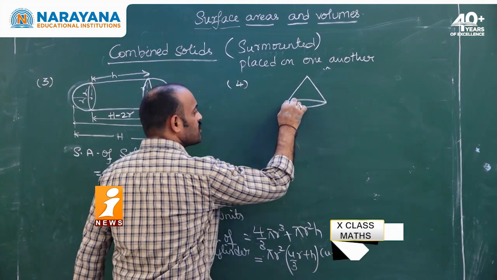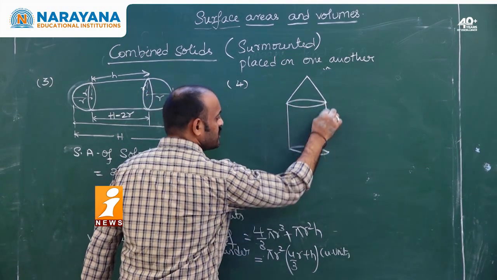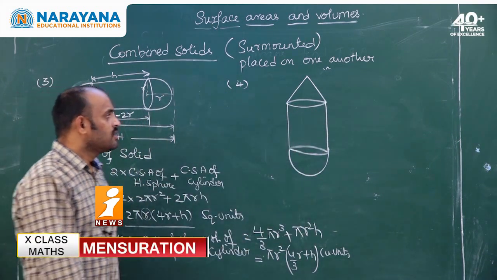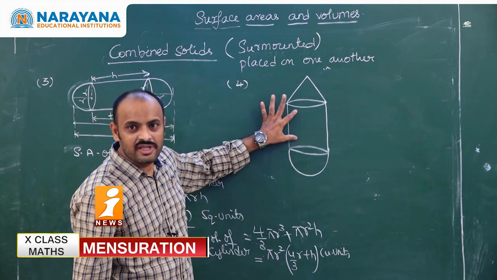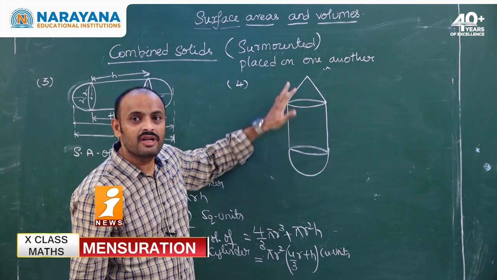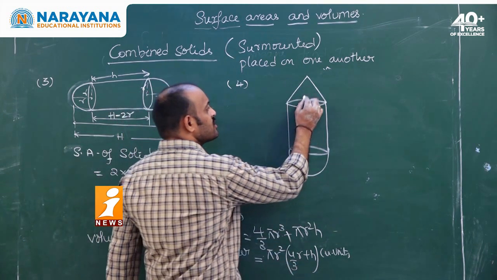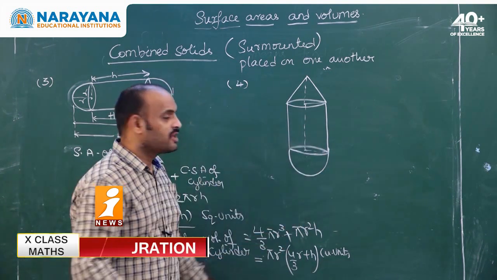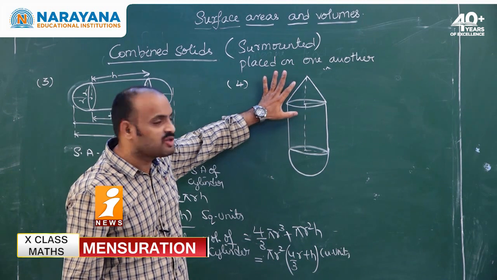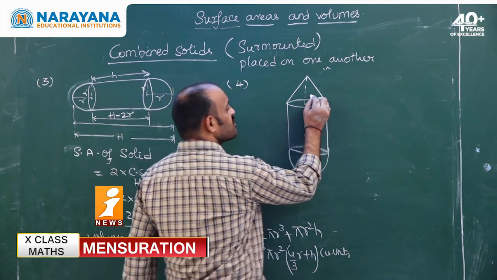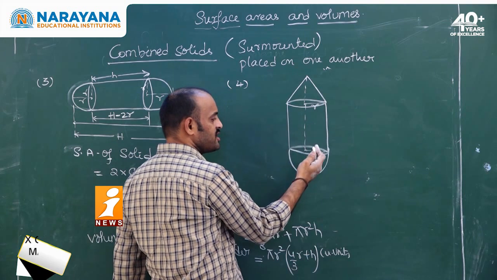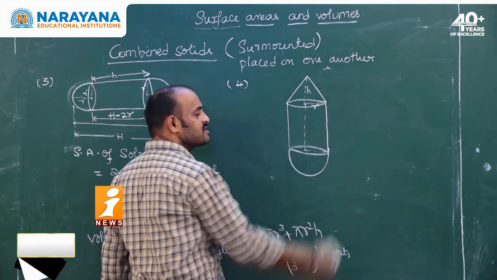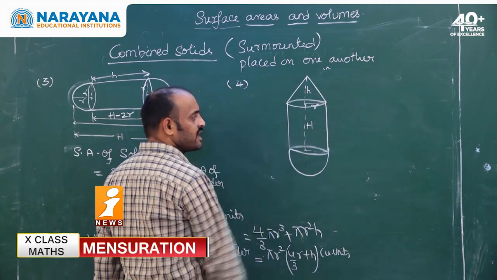Rocket. A cone with a cylinder and a hemisphere. A cylinder is attached with a cone and a hemisphere on either end. See here, in all these questions, the radii of their bases are the same. That's why we are able to draw the figures like this. So the radius of the cone, the radius of the cylinder and the radius of the hemisphere are the same, which is nothing but r. The height of the cone is h. The height of the cylinder is capital H.